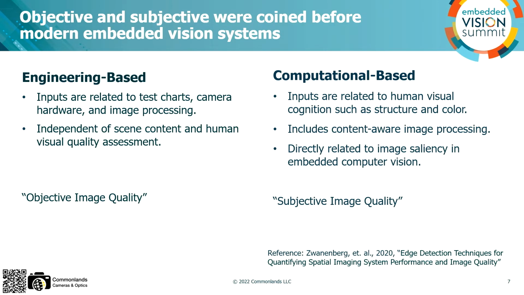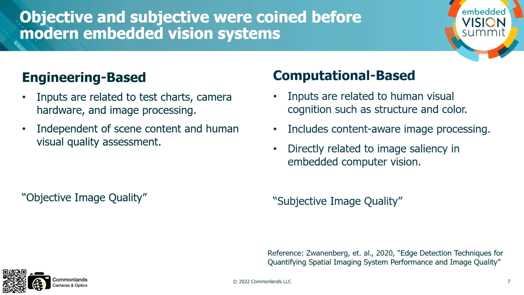But does that translate into the world of embedded vision systems? Maybe, maybe not. I don't think that computer vision is subjective by any means. Well, I mean, it can be, but that's a longer conversation. So in place of objective image quality, today I'll be referring to it as engineering-based, which provides actionable feedback to hardware engineers and image quality engineers so that they can refine their systems iteratively throughout the development process using test charts and objective standards. Whereas on the computational side, the inputs are once again related to human visual cognition and structural fidelity and color, but it also includes content-aware image processing, which is common in digital imaging pipelines.